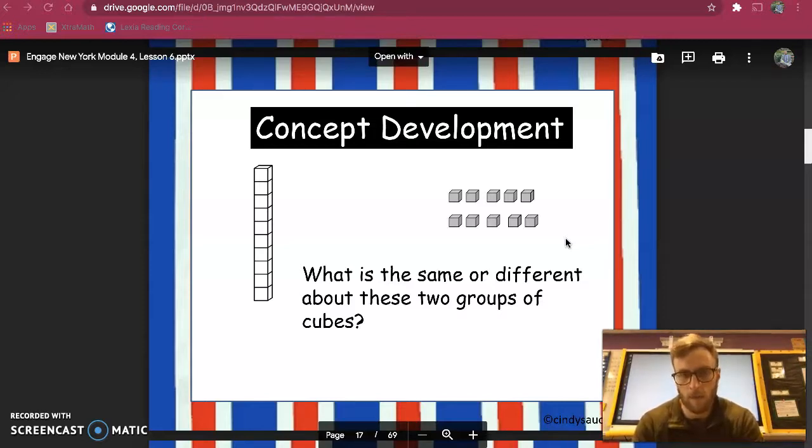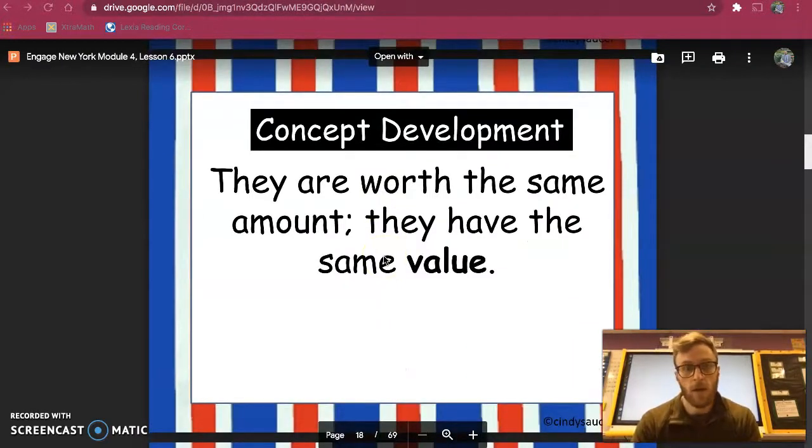What's different about these? Did anybody notice the fact that these are grouped in a 10 frame and they're not touching each other, and these are grouped in a long straight tower that they're all stacked on top of each other and touching each other? So that's the difference. But what's the same? Did anybody notice that there are 10 cubes here and there are 10 cubes here? They both have 10 cubes, except this is in one long stick, or 1 ten, and this is in 10 ones. They're all in ones, okay? So they are very similar, or they are worth the same amount, or they have the same value.